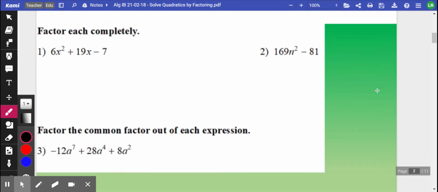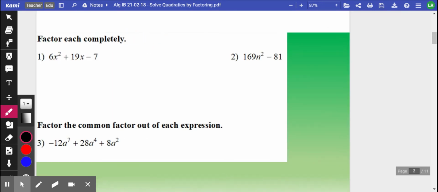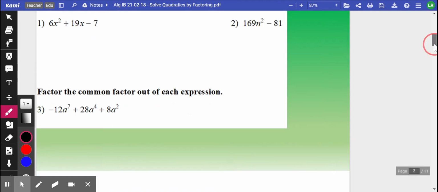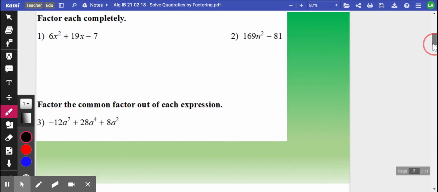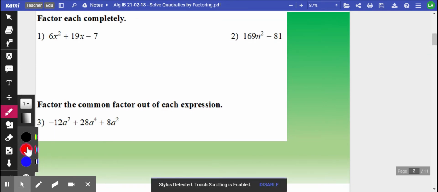And let's start off by doing these three problems. Go ahead and pause the video and complete these three problems. Now, these are three problems that are the types you are going to see on the quiz today. So, start off with number one.